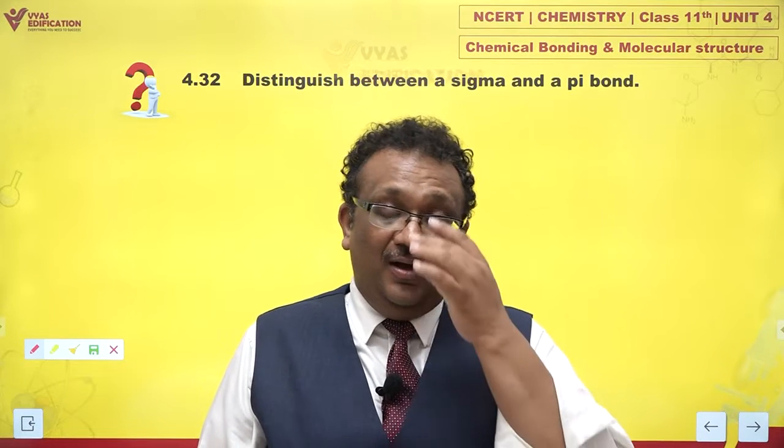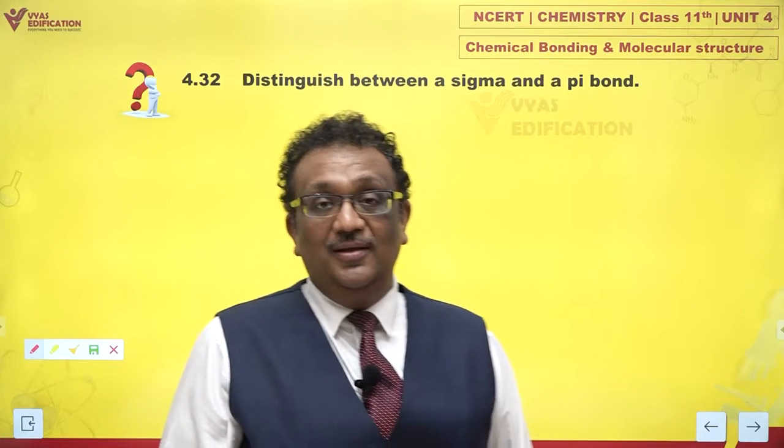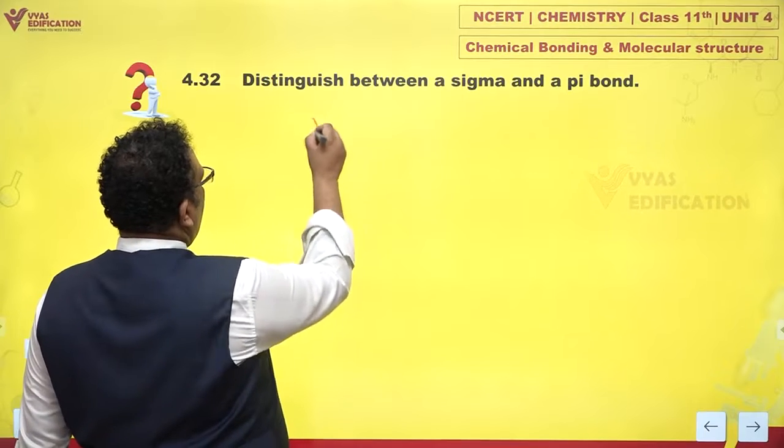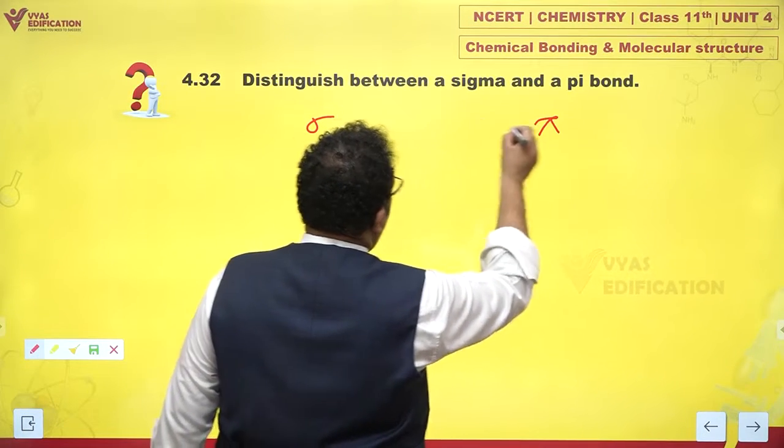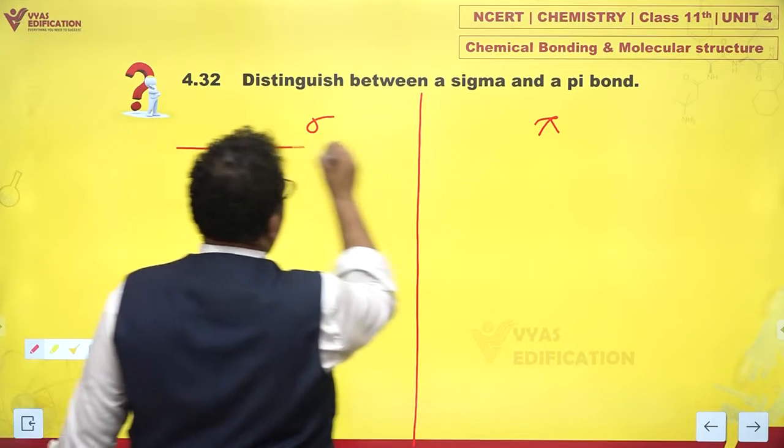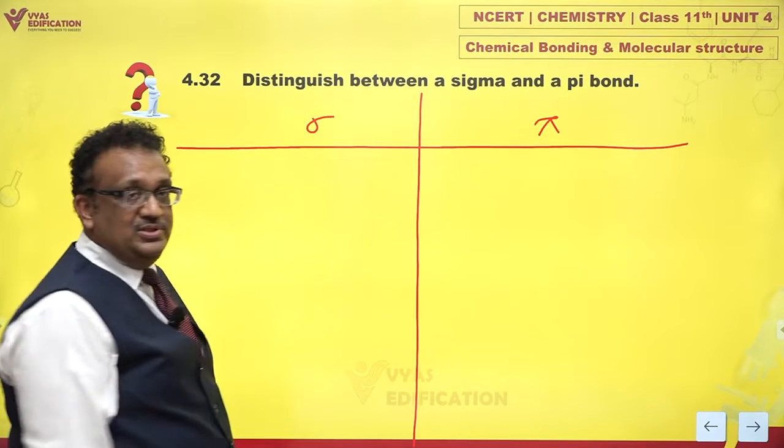Distinguish between a sigma and a pi bond. Very interesting. So whenever there is a distinction, we should write down at least 4 points. How do we distinguish between sigma and pi bonds?